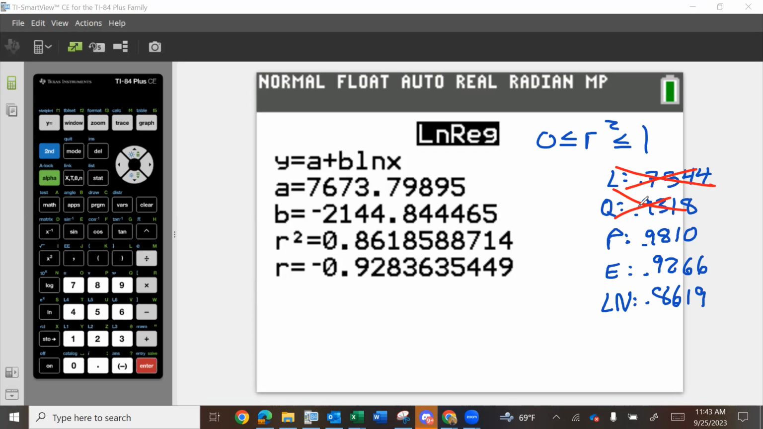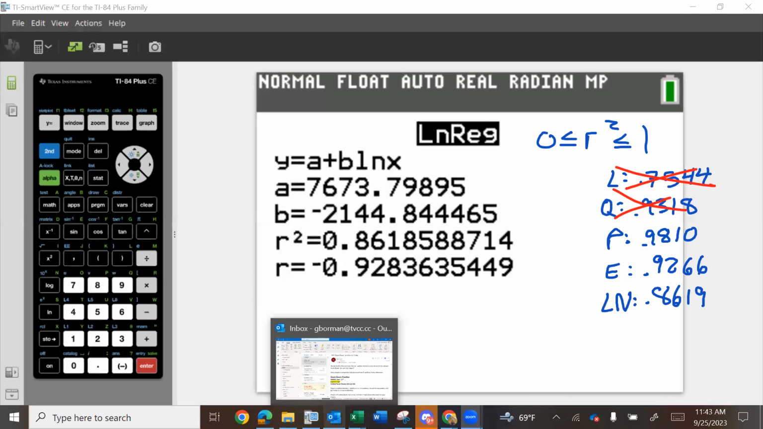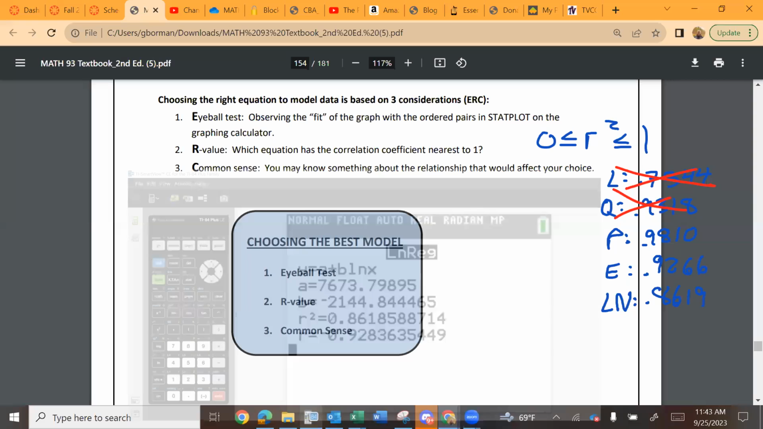Alrighty. So clearly, out of these three that we still have that are in the running, power model is the best, and logarithmic regression is the worst. So we've got that. We have not finished making our decision, though.